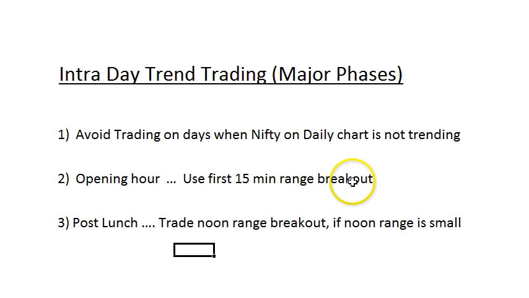You can also use this for option selling towards the expiry week and even on other days. For the post lunch session, you trade only if the noon session is very consolidated, meaning the market from 11 o'clock to 1 o'clock traded in a very small range. After lunch you find the range, and if it breaks below or breaks upside, you take the trade.